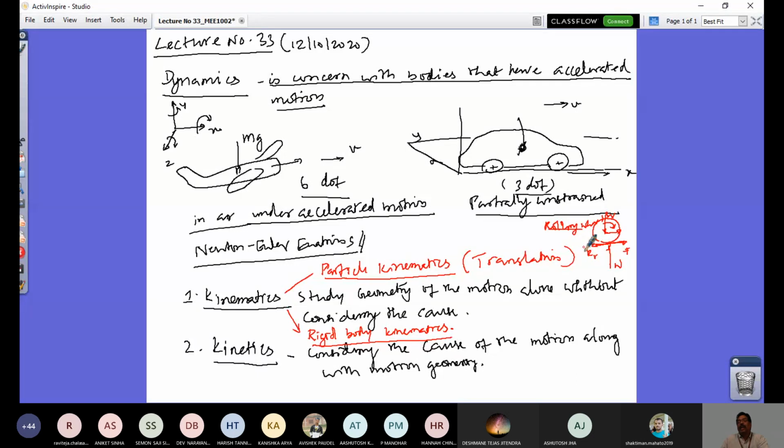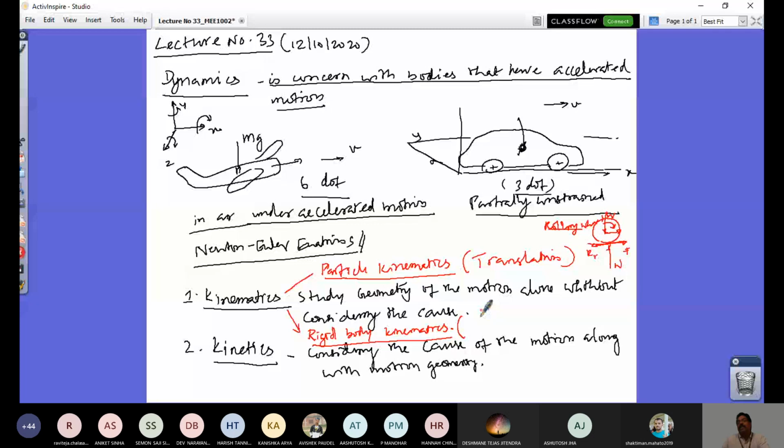So in such cases, I will look at my motion. I'm not worried about the cause of the motion at the moment. Motion, and that motion cannot be called particle kinematics. It has to come under the category of rigid body kinematics. So when I say rigid body kinematics, I can have translation, of course, in rigid bodies as well.